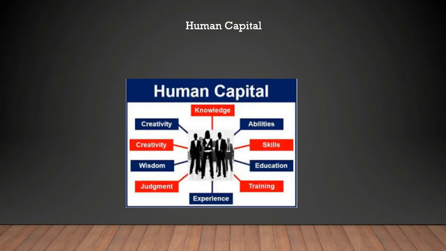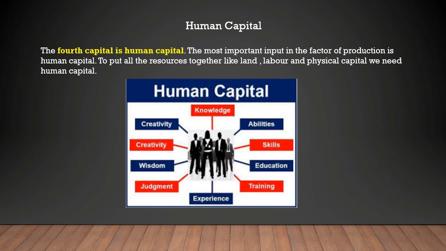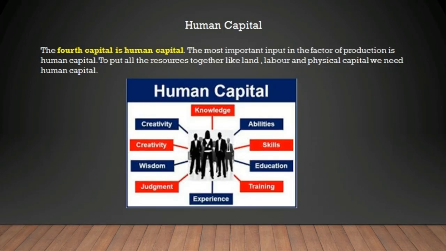The last we come to human capital. Human capital basically means knowledge, abilities, skills, education, training, experience, wisdom. This is the most important input among the factors of production because it is human capital, or you can say human intelligence only, which puts all the factors together, like land, labor and physical capital, and which results in the production of goods and services.